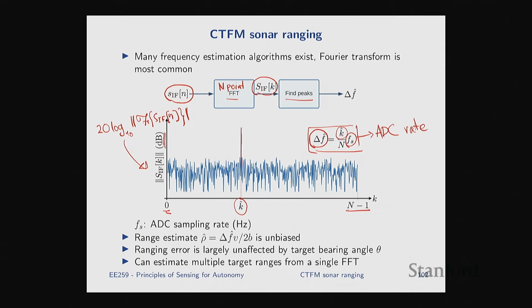Okay? And what is your range estimate then? You just do delta f hat times the speed of sound divided by 2 times the slew rate, and that would be the range of your target. Okay? And that's it. The algorithms for CTFM are really this simple. It's just one FFT you do, look at the magnitude, take the peak, and convert the index of the peak to the frequency, and then convert the frequency to time of flight and range. And it's all just linear, just a bunch of scalings that you need to do in between to go from index to frequency to time of flight to range.